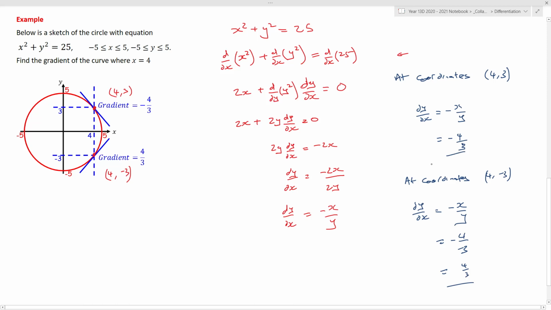Good. So it's quite powerful, quite useful, very helpful sometimes to be able to differentiate implicitly as it stands. Hit pause, copy the example down. When you're ready, hit play again and we'll look at another example.